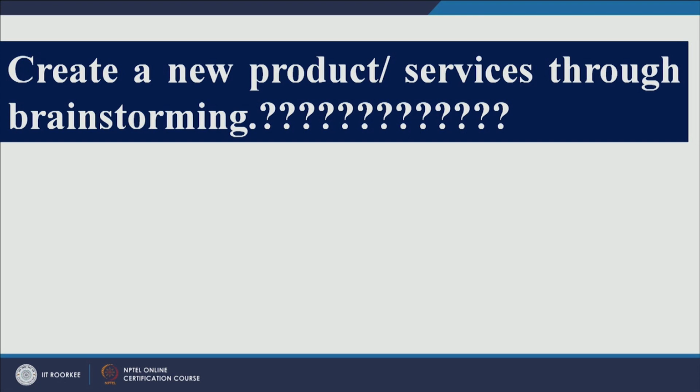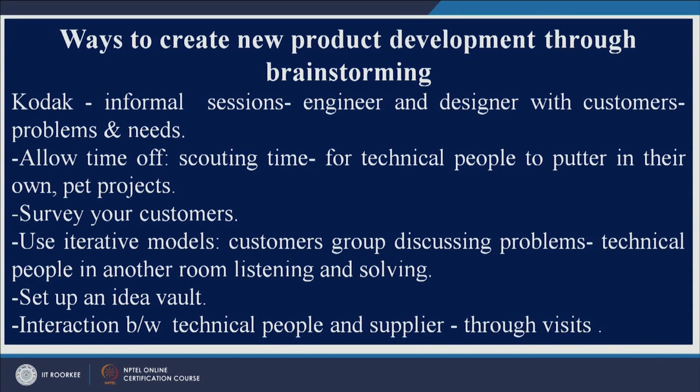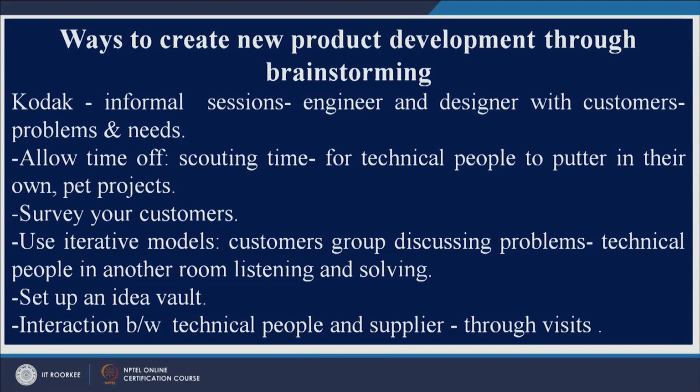Now when you create a new product or a new project or a new service through brainstorming, there are several challenges, and there are a couple of examples of brainstorming. If you look at the Kodak company, Kodak does go for brainstorming sessions. It's an informal session with the customers along with engineers and designers of the company. So when they go for such a brainstorming session, engineers and designers come to know what problems customers are facing, and this is the way in which the company can resolve some of the problems.